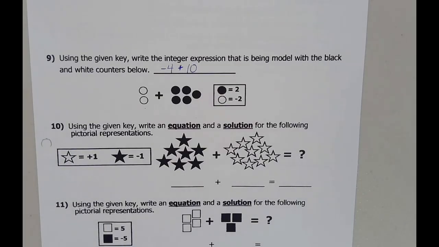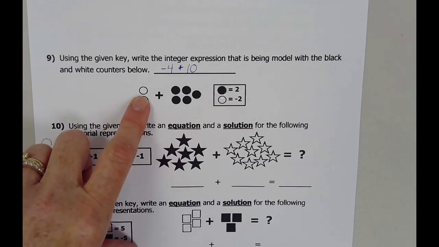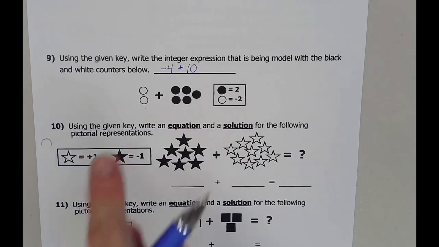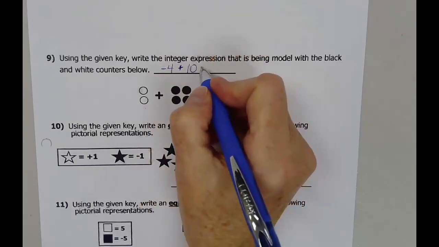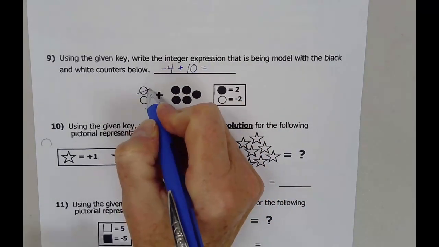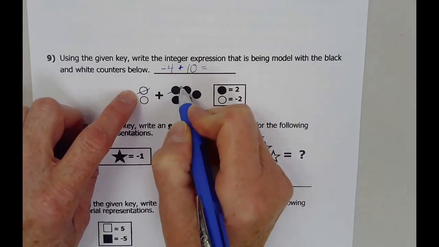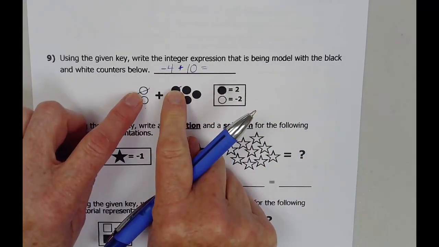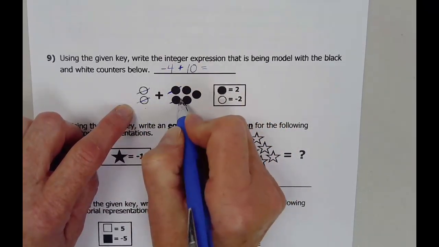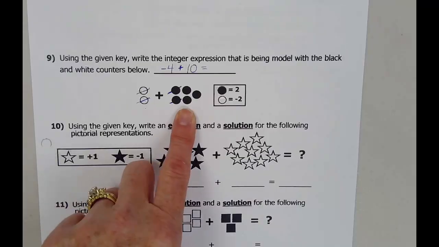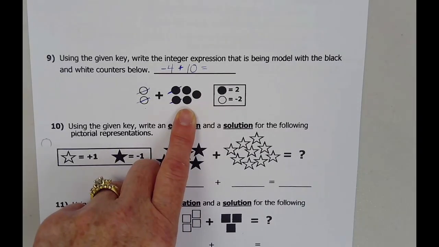If I wanted to find the answer for this, can I make 0 pairs? If I have 2 negatives, would it cancel with 2 positives and make a 0? Are they opposites? Yes. So if I wanted the answer for this, it cancels out with what? With that. They cancel. Can I cancel another pair? Yeah. This cancels with this. What do I have left for my answer?